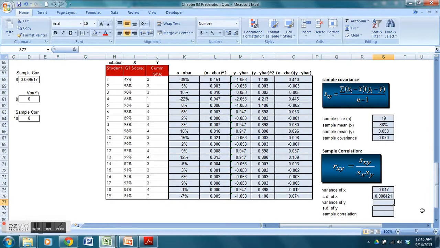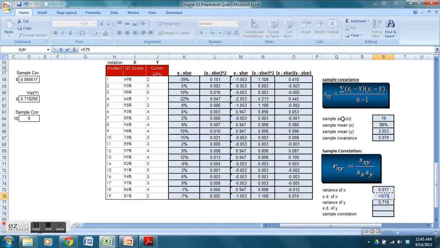So variance of y, same thing. Sum of y minus y bar squared divided by n minus 1. So parentheses n minus 1. Let's double check, make sure I did this right. Yeah. Because I was kind of falling asleep. Ugh, divide that by 2. That's ridiculous.